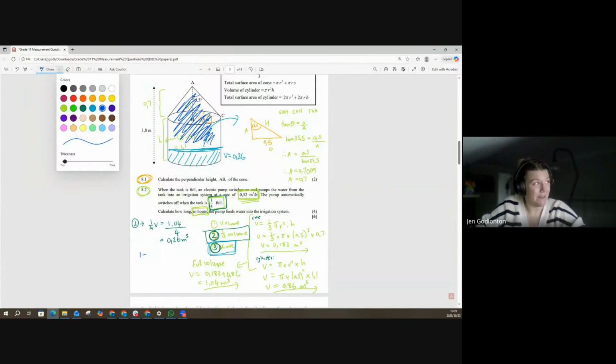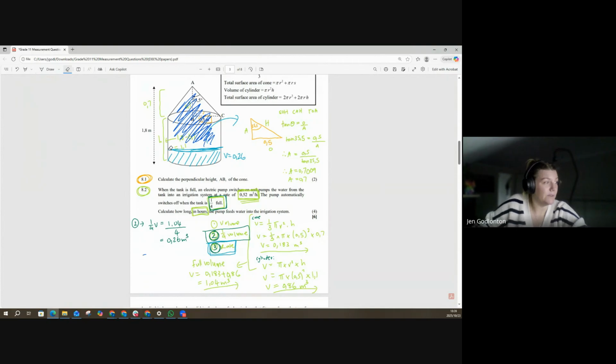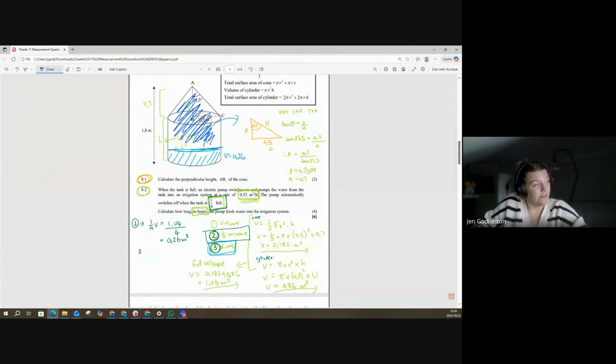Are we happy with that? I'm just going to write it as 3/4. So it's going to be where it's 3/4 full. So all we need to do is say our 0.26 and times that by 3. Are we happy so far? Or are we just sad with life?